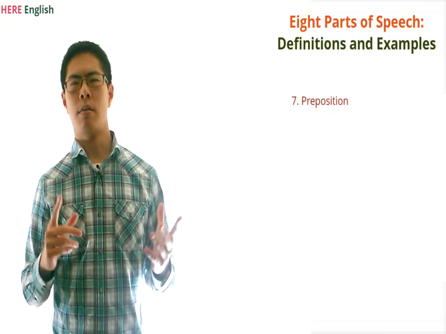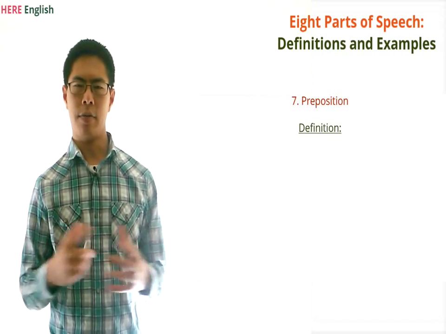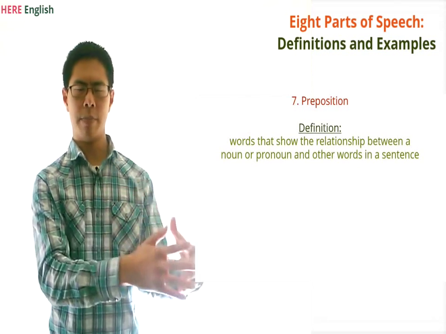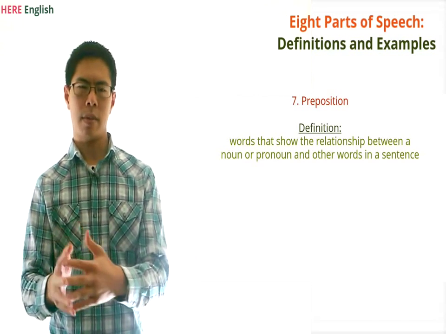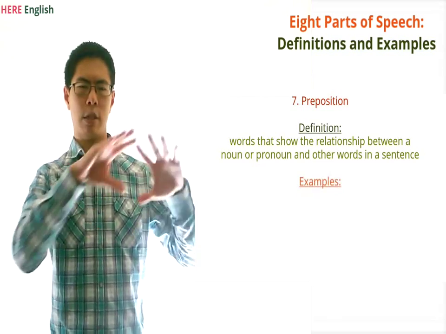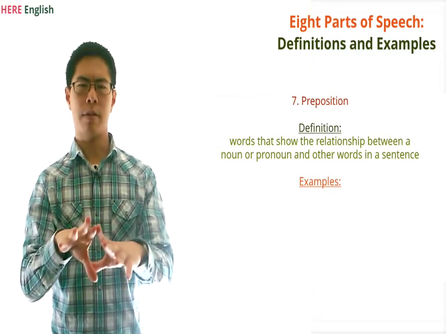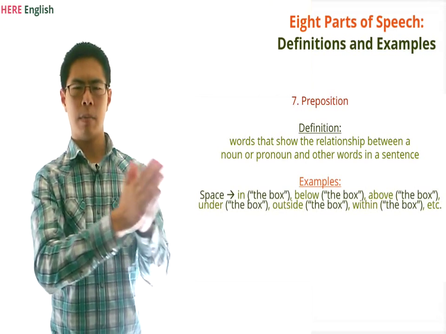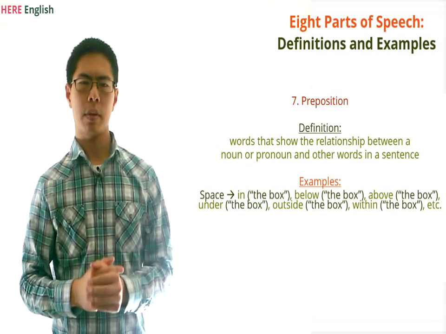Up next are prepositions. What are prepositions? These are kind of confusing, so pay attention. Prepositions are words that show the relationship between a noun or a pronoun and other words in a sentence. They can express a relationship in terms of space, time, or logic. Examples of prepositions that express a relationship in terms of space are in, below, above, under, outside, and within.